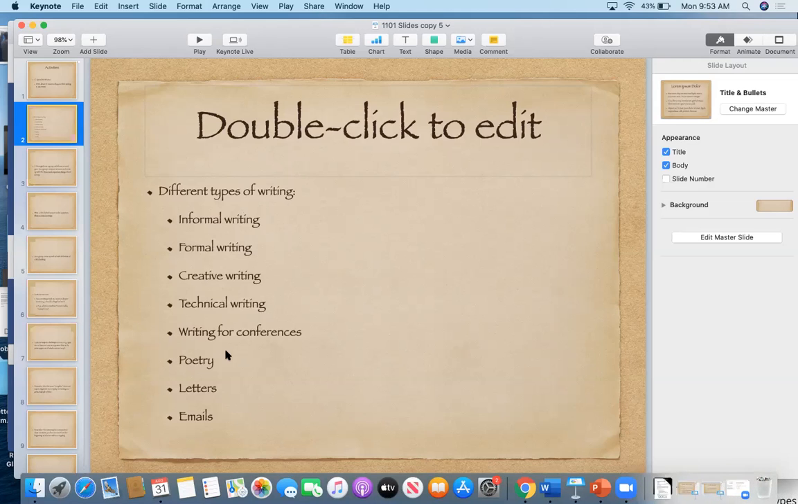Also, poetry is a form of writing. Has anybody ever written any poems, or is anybody a poet by chance? Maybe, maybe not. Also, letters, of course. We don't really write letters in the mail so much anymore, but of course we have emails and stuff like that. So all these things are considered forms of writing.